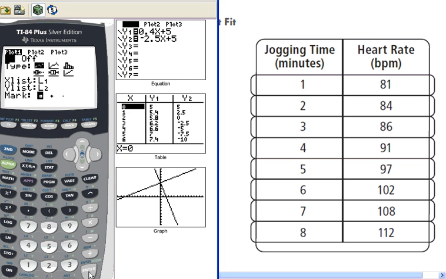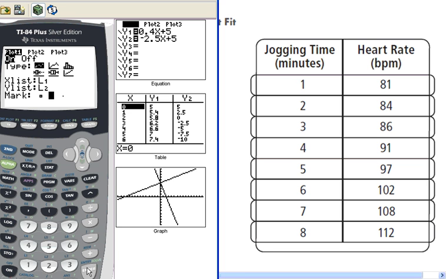The mark that you choose, you can change that. I'm pressing my down arrow to go down to that mark, and then my right arrow to go to the plus, then I press enter. I like the plus sign better for this. I think it shows up nicer when you graph it.